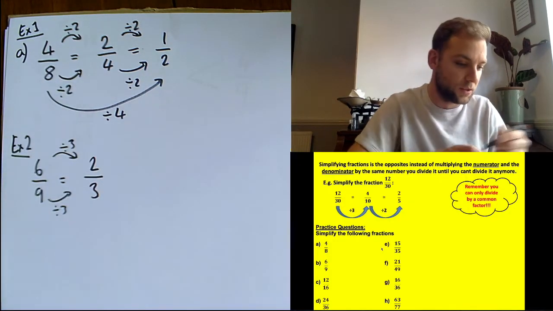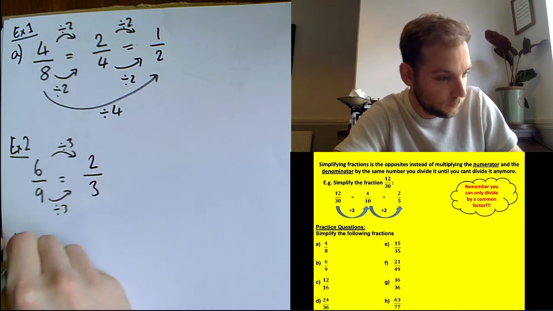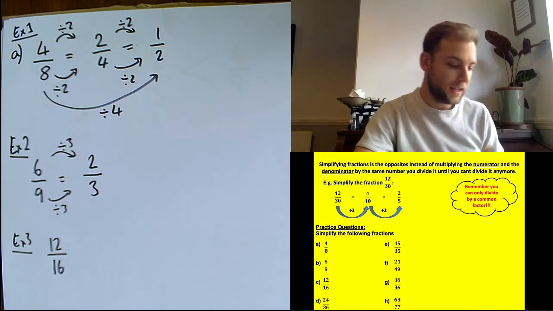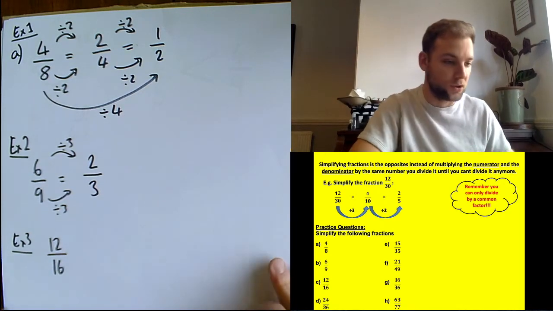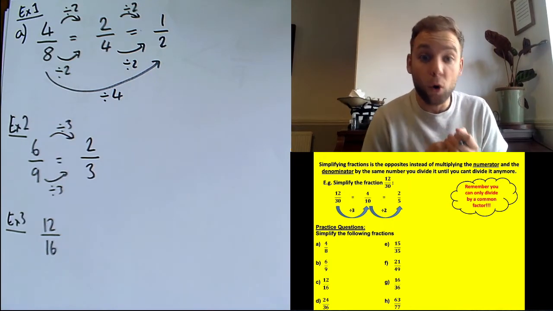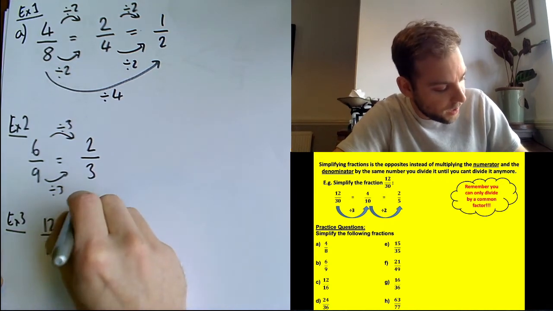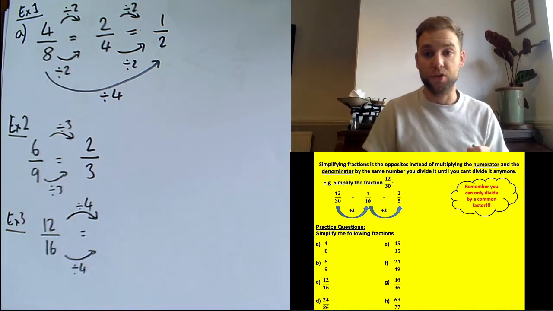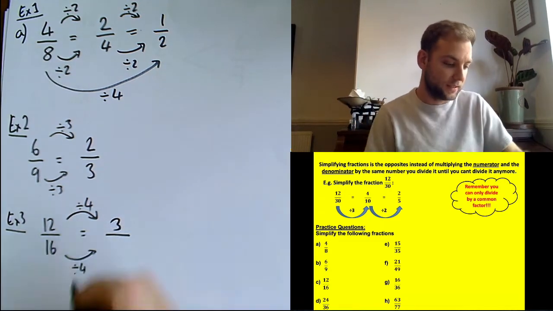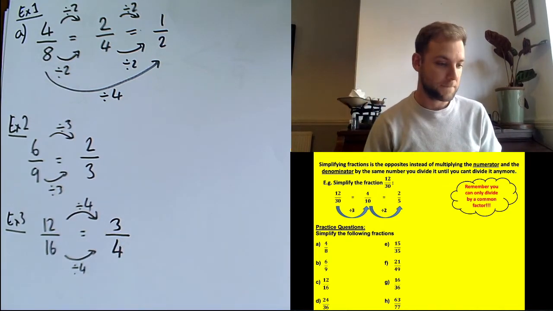So let's have a go at the next one. Example 3. Here I've got 12 over 16. Now you can divide both of these by 2 first of all, but I'd want to try and divide by the biggest number just to make it simpler. And I can see that 4 goes into both of these. So I can divide by 4 and divide by 4. How many times does 4 go into 12? 4, 8, 12. So that's 3 times. And how many times does 4 go into 16? 4, 8, 12, 16. So that goes in 4 times. And that's that one done.